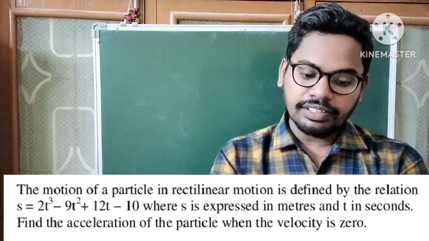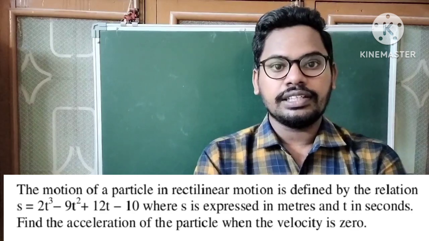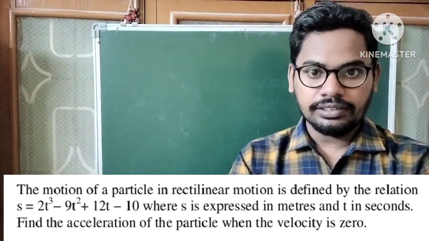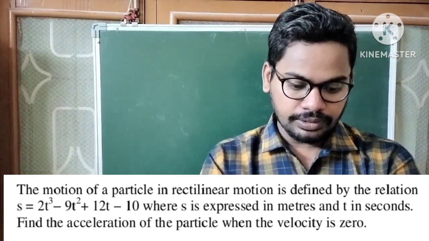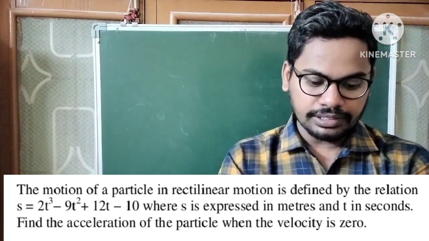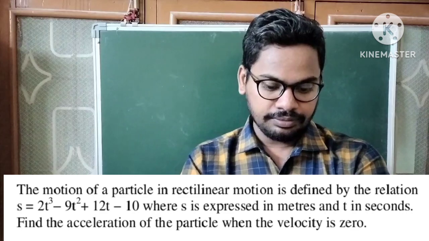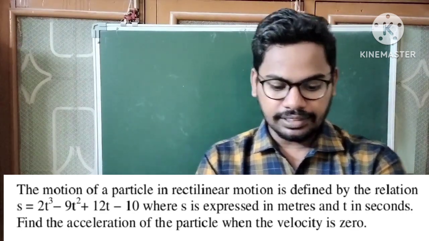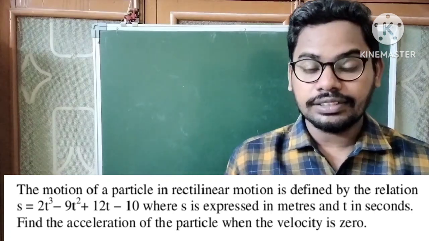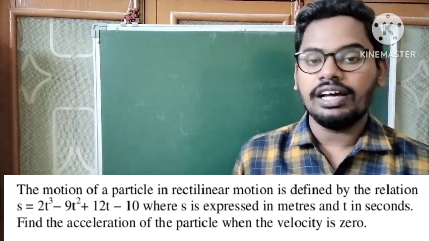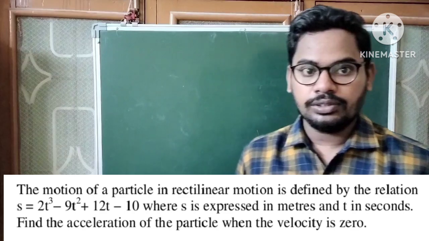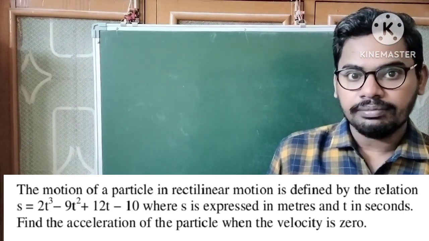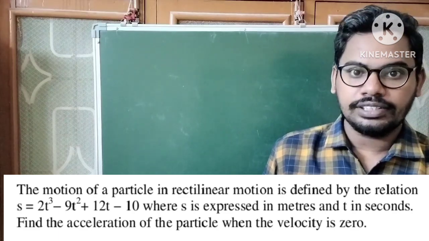So it means a given relationship between displacement or position of a particle and time period. Where S is expressed in meters and t in seconds. Find the acceleration of the particle when the velocity is 0. So we have to find acceleration of the particle when velocity of the particle is 0. So it means first we have to find at what time velocity of the particle is 0.